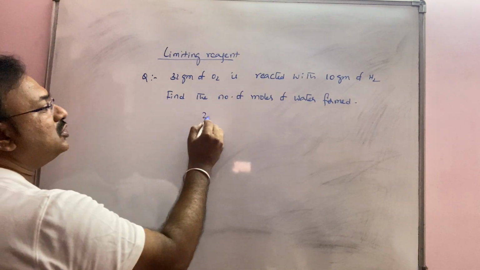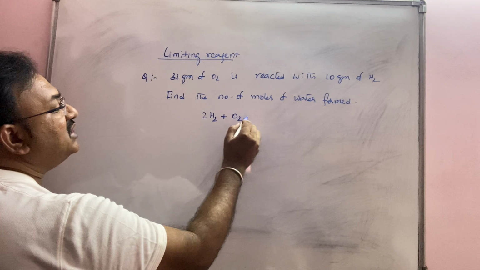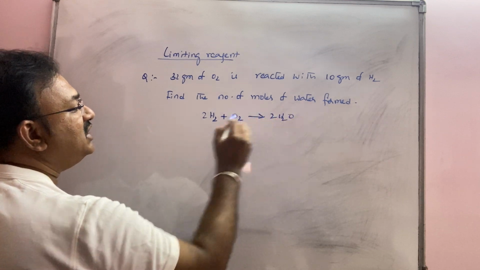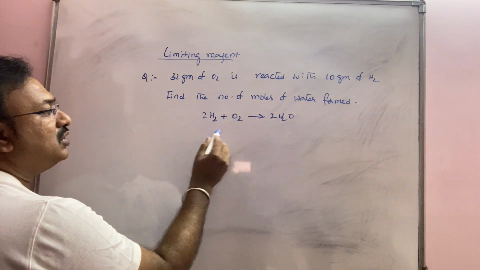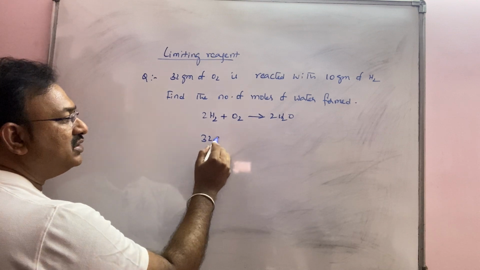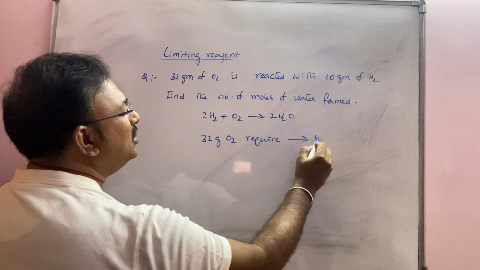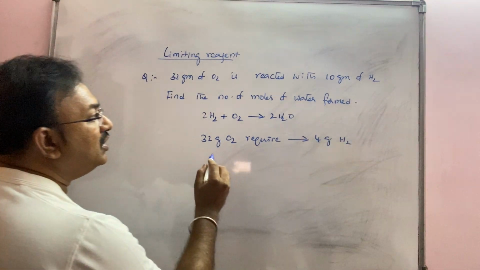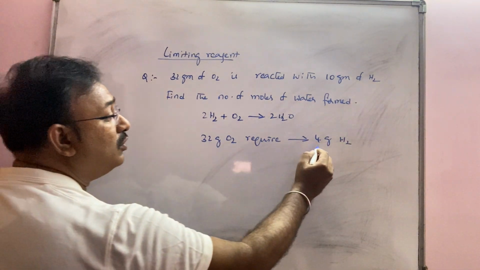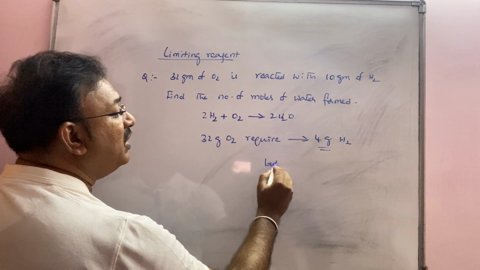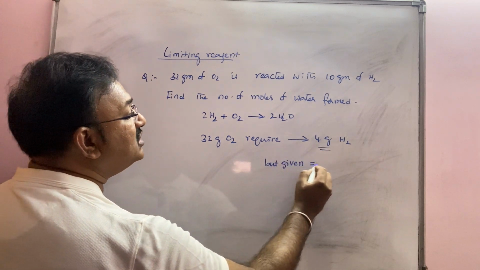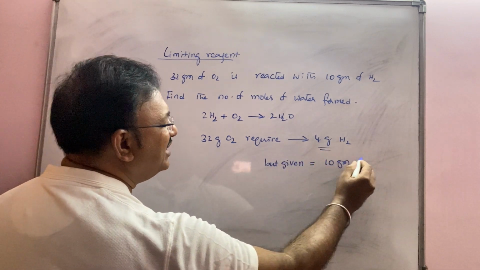Okay. So the basic equation: 2H2 plus O2 gives rise to what? 2H2O. So as per this equation, 32 grams of oxygen requires how many grams of hydrogen? 4 grams of hydrogen. So 4 grams is sufficient. But the given hydrogen is how much? The given hydrogen is 10 grams.